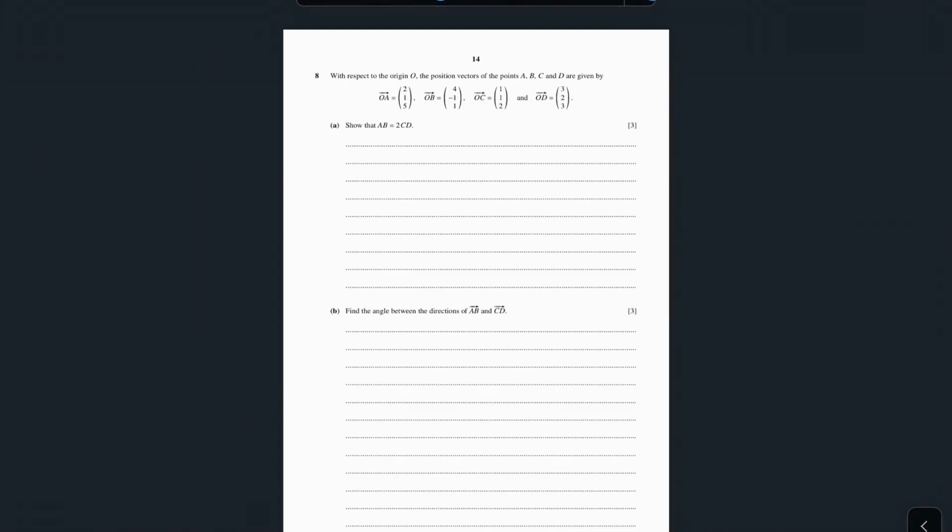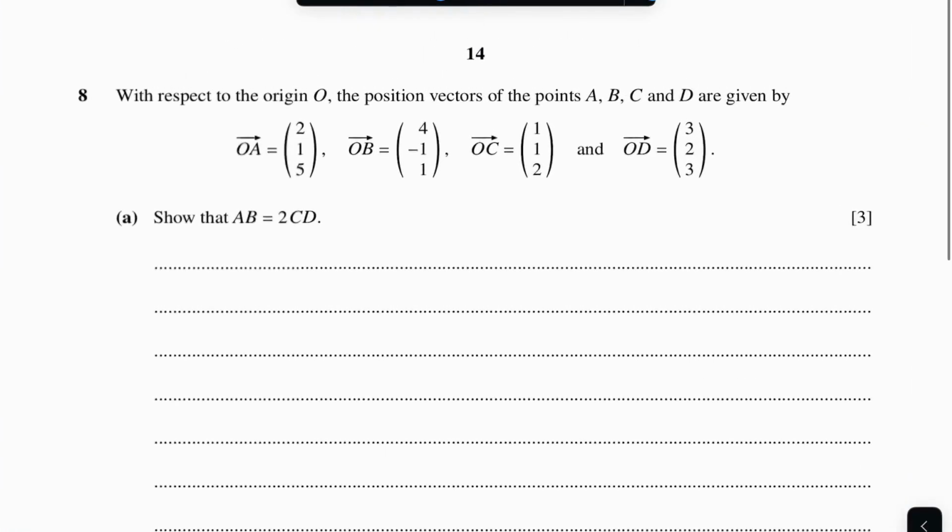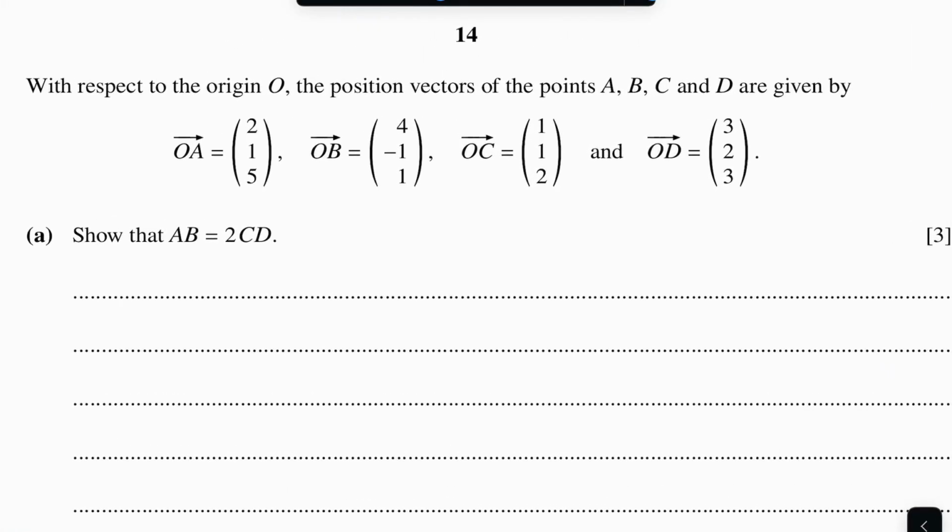Now let's move on to question 8. Here we are given the position vectors for A, B, C, and D as you can see. And we need to show for part A that AB is equal to 2CD. So this is very simple. We just need to first find the length of AB, which we will do using our formula.